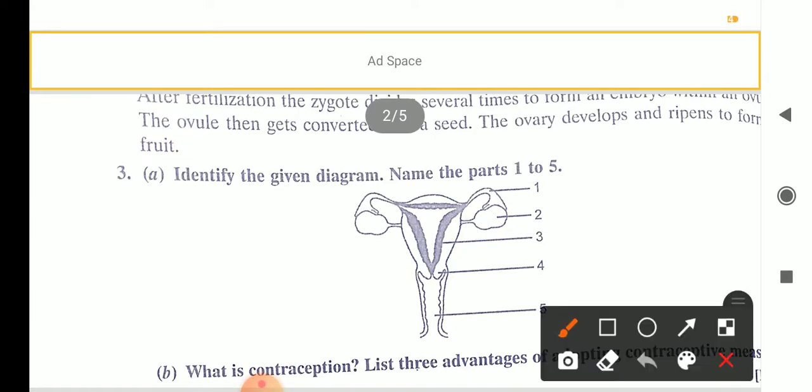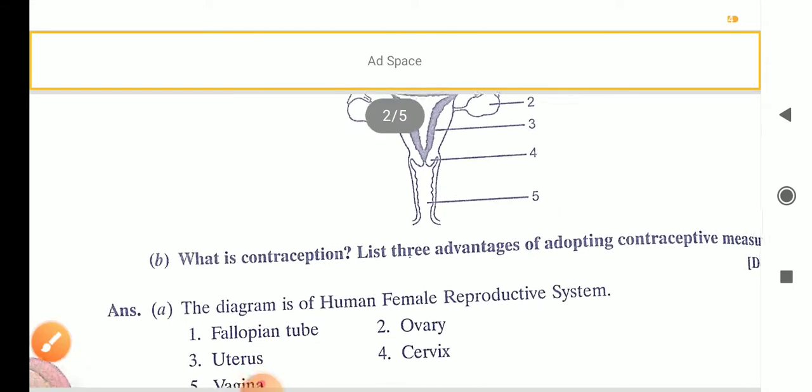It is the human female reproductive system, and the parts are given here. The first part is the fallopian tube or oviduct. The second part is the ovary, the third part is the uterus, and the fourth part is the cervix and the vagina, right? Okay, this question may carry 3 marks: half a mark for each label, 2.5 in total, and half a mark for the identification. What is this? This is the human female reproductive system.